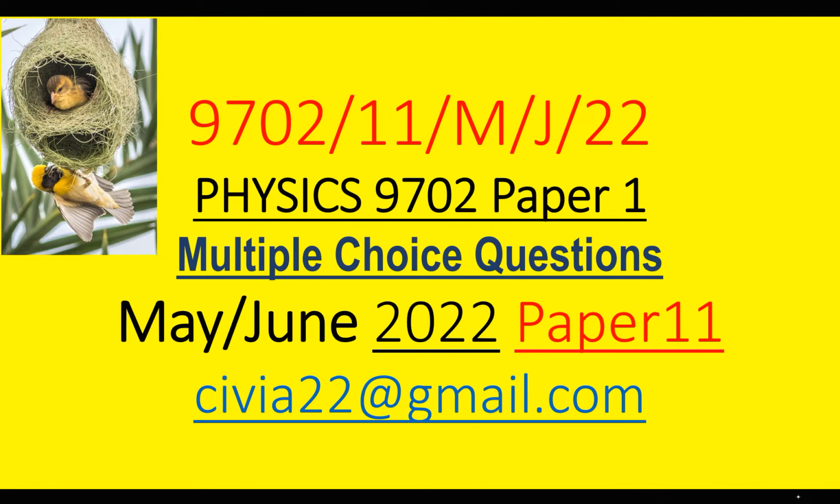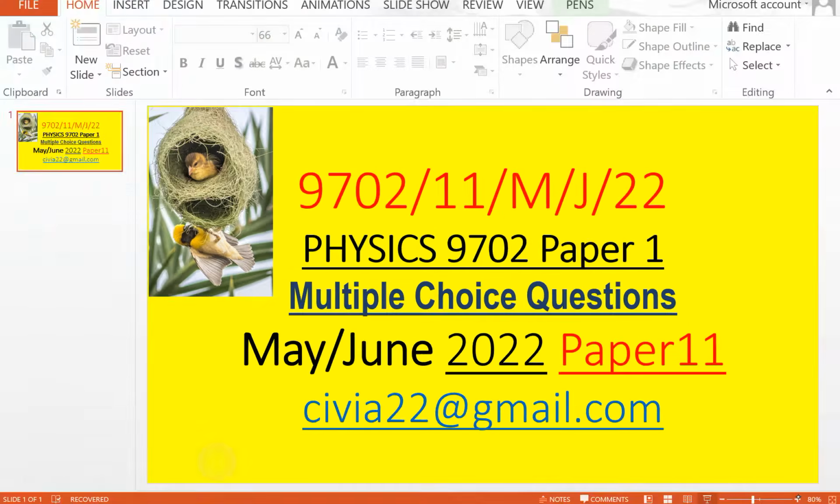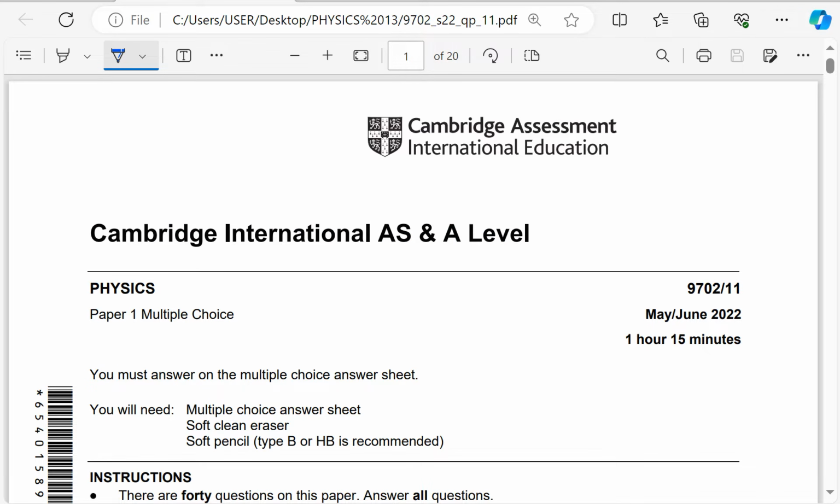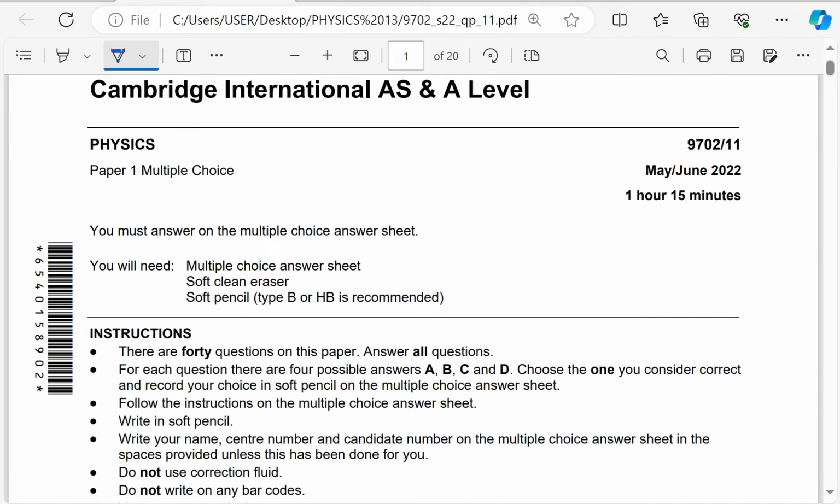So without wasting time, I would like to take you to the question papers so that we solve the questions. So here is the 2022 May-June papers, and I'm solving 1-1. So my name is IBM.